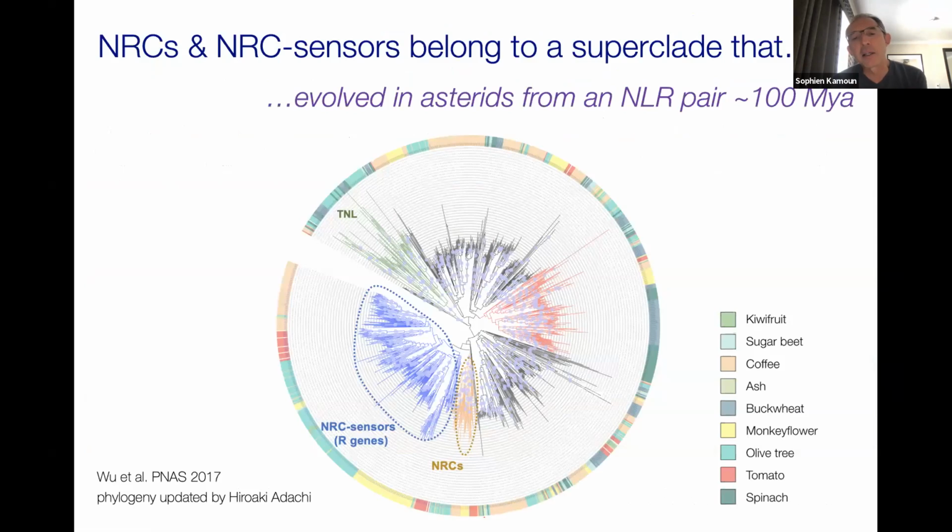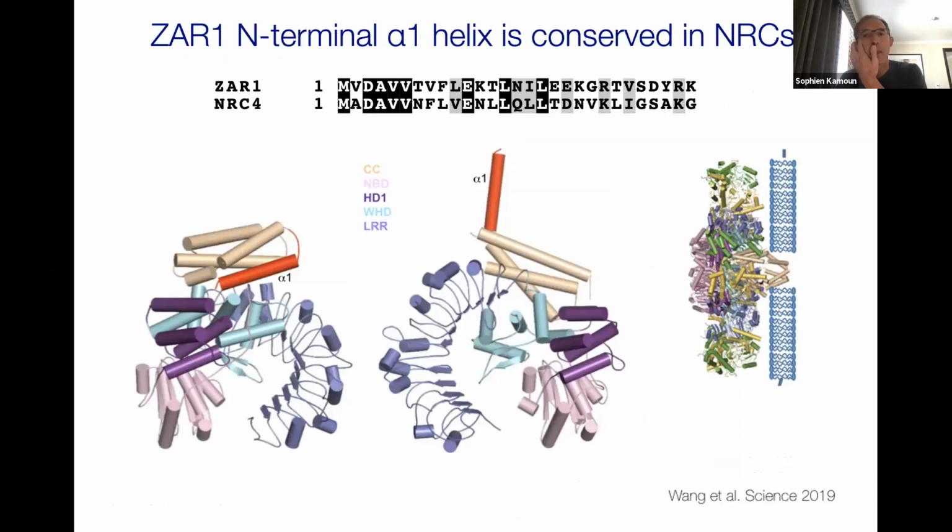One of the most exciting observations about the network is that it is phylogenetically structured. So you can see here that we have the NRCs being one clade and all the sensors being a sister clade. So it does look like they evolved from an NLR pair, and we predict that this happened about 100 million years ago or so. This was a massive expansion, really, because you can see the sensors evolved to detect anywhere from bacteria, viruses, or oomycetes, aphids, nematodes, and so on. So it's really over 100 million years that they acquired a lot of new specificities.